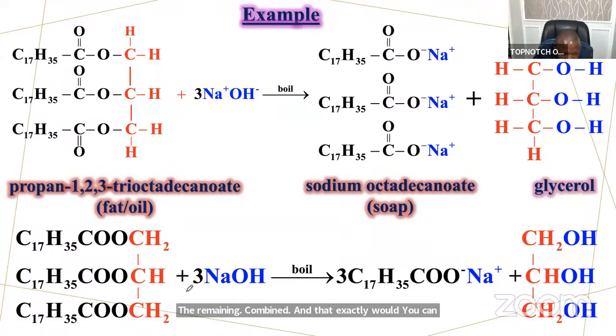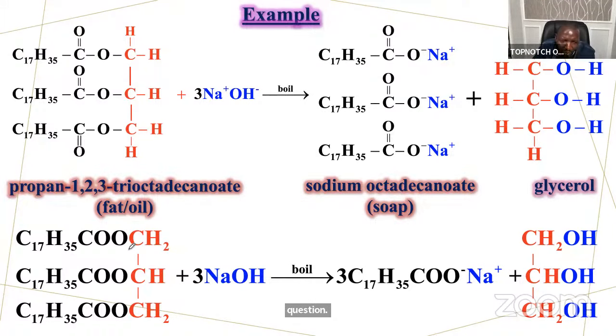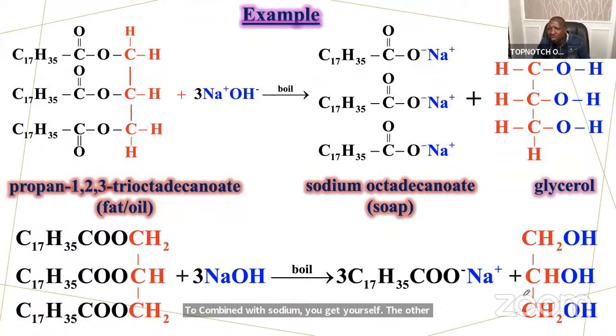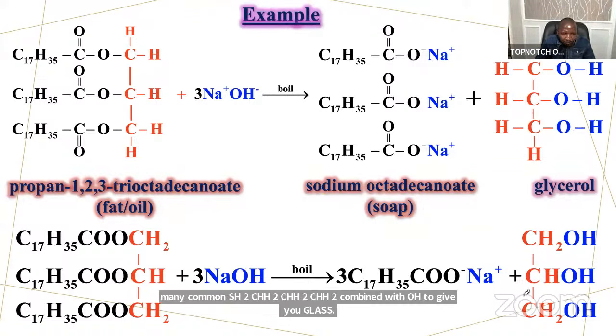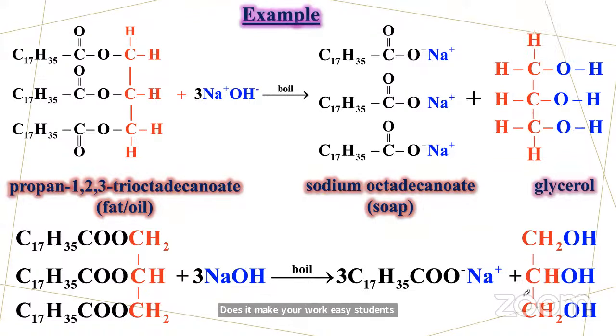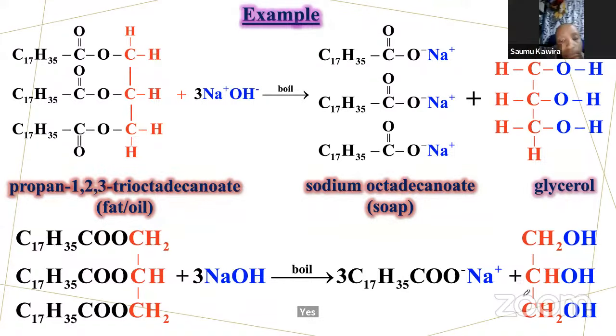Just focus on this last equation. You look at where the O ends, take that, combined with sodium, and you get the soap. The other remaining components, CH2, CH2, CH2, combine with OH to give you glycerol. Does it make your work easy, students? Yes. Exactly.